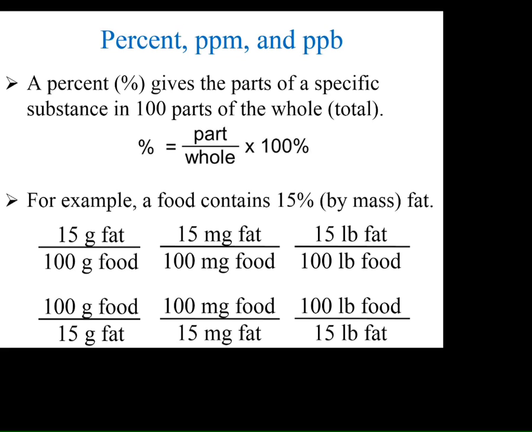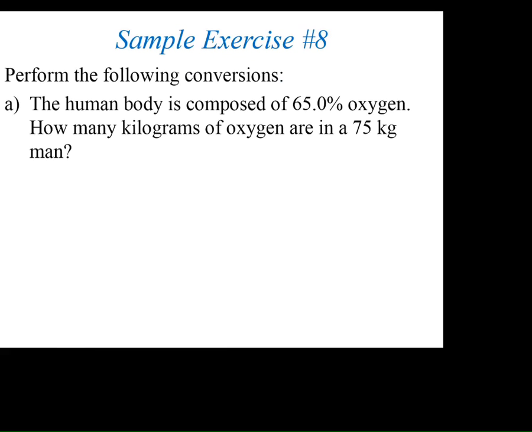Okay? So now we have a new way to write a conversion factor. This percentage can be turned into a whole slew of conversion factors. So I'll do one here. This is number 8 on your handout if you got it. It says the human body is composed of 65.0% oxygen. How many kilograms of oxygen are in a 75 kilogram man?